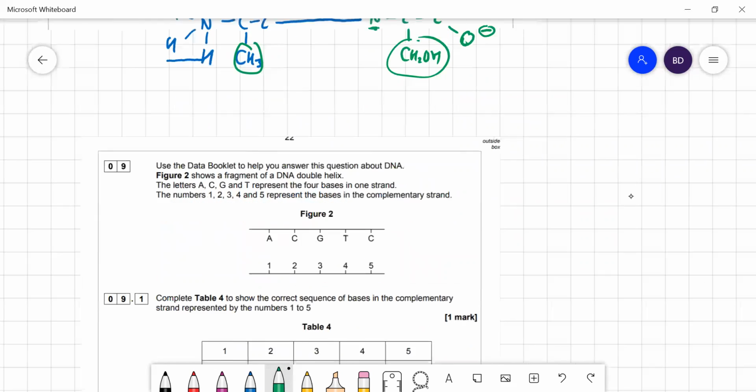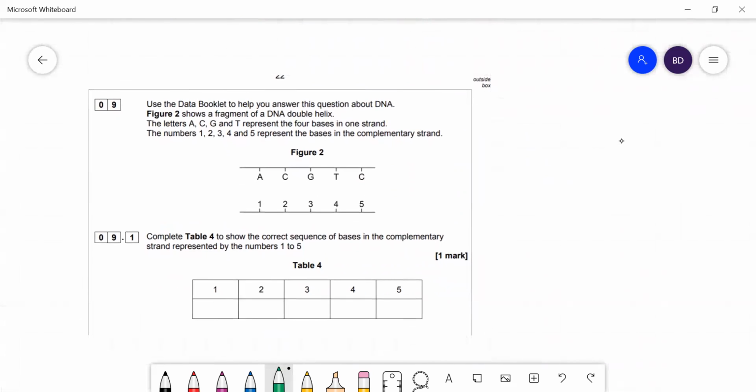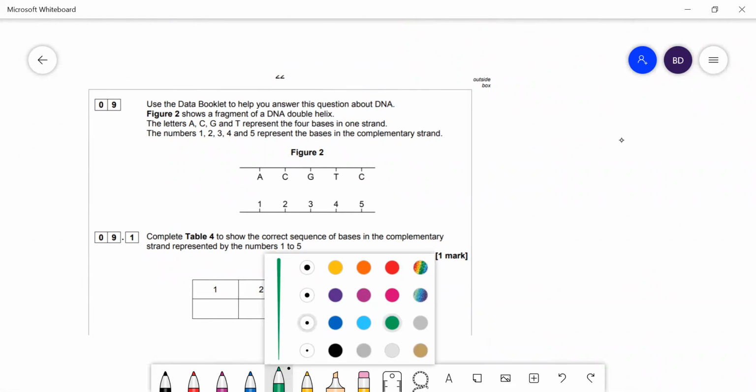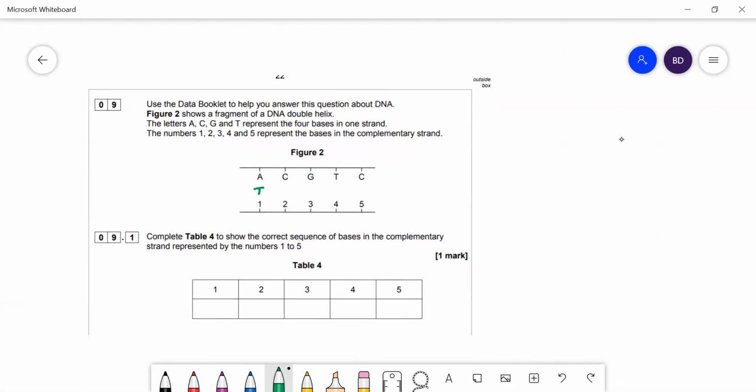Okay, on to DNA. You biology students are probably very familiar with this. A, C, G, T represent the 4 bases. And so we've got to show the complementary bases. Now A always hydrogen bonds to a T on the other side. C is always to a G. That's obviously going to be a C, that's going to be an A, and that's going to be a G. So that's T, G, C, A, G.